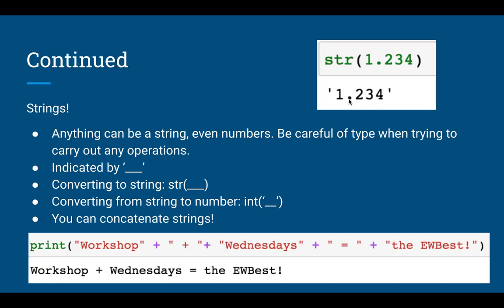You can do that by using the str function. And then you can also convert from a string into an integer using the int function. Strings are pretty useful because you can do operations with them, such as concatenating, even though they're not numbers or particular values. So for example, I have down here that "workshop Wednesdays are the EWB best." And that's something I did by concatenating strings, listing each out with the plus operator in between each of those, and then printing that. So I basically just made one long string and then printed it.